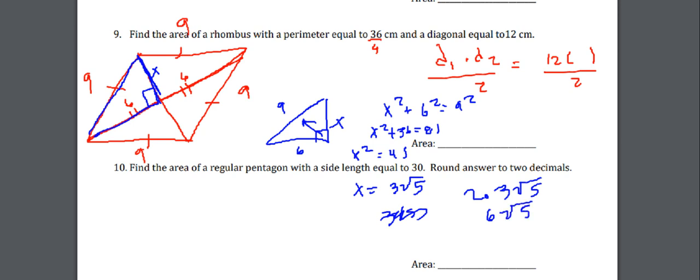So again, we're going to have 12 times 6 rad 5, because one diagonal is 12, the other one is 6 rad 5. And again, if I keep this as a radical, I'm going to go 12 times 6 divided by 2, and this is going to give us 36 rad 5 centimeters squared.